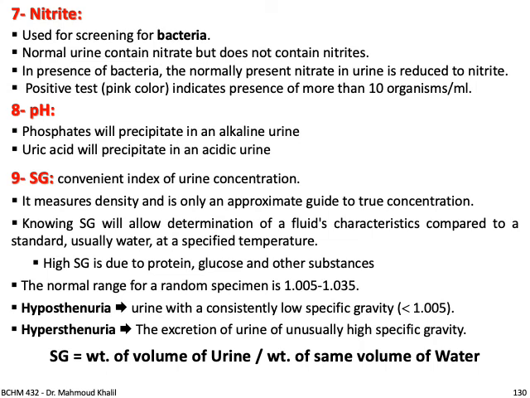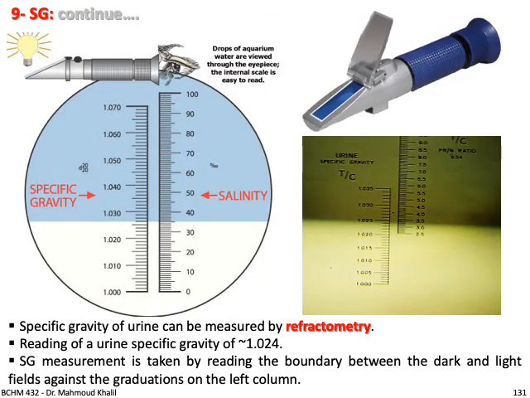The normal range for a random specimen, you don't need to memorize. There are two cases, either hyposthenuria or hypersthenuria. That means hypo is when the urine has a low specific gravity, and hyper is when it's above the normal specific gravity. The equation is important for SG. It's the weight of the volume of the urine over the weight of the same volume of water. You can see here the device which measures SG.